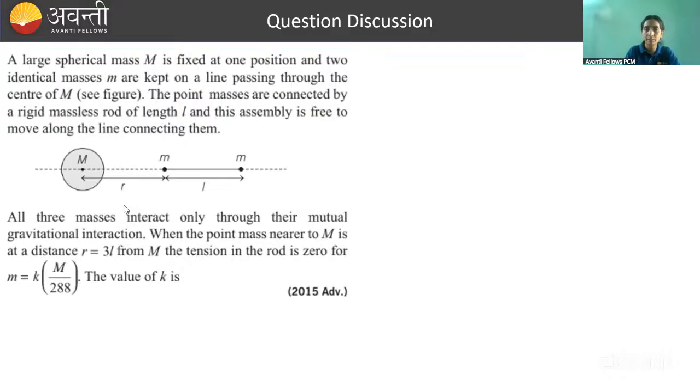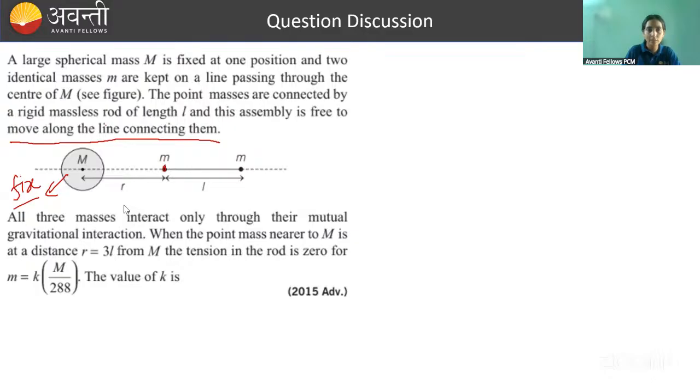So what is given? There is a large spherical mass M and that is fixed at one position like this. So this is fixed basically. ये तुम्हारा क्या है? ये fixed mass है. Done? It is not going to move under the influence of whatever gravitational force is acting because of these two small masses. The point masses are connected by a rigid massless rod of length L and this assembly is free to move along the line connecting them.